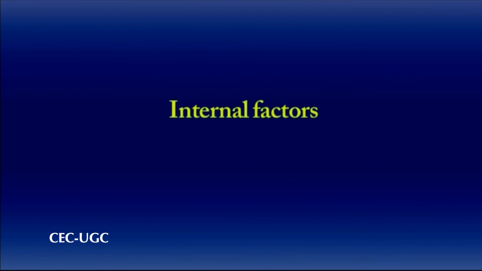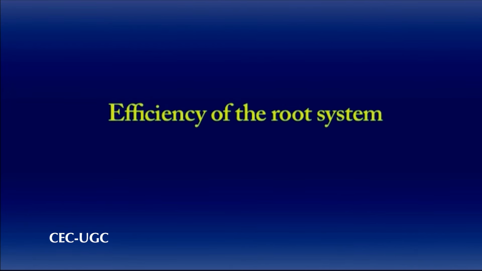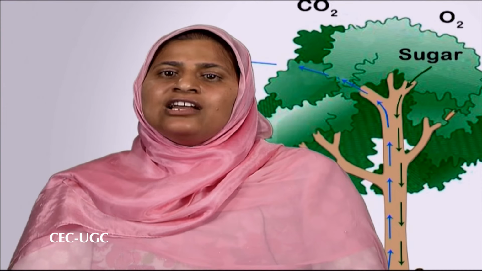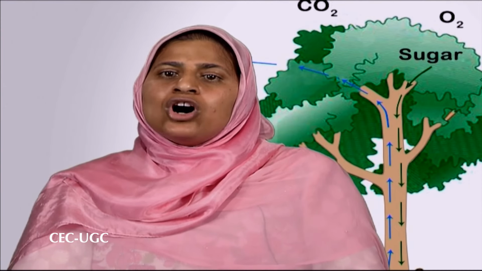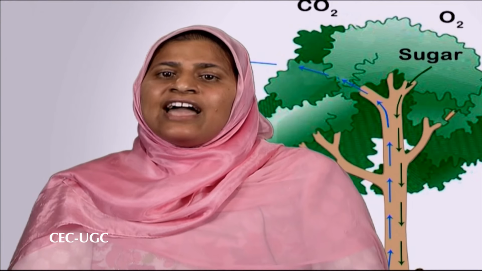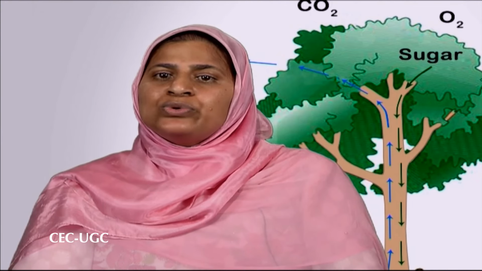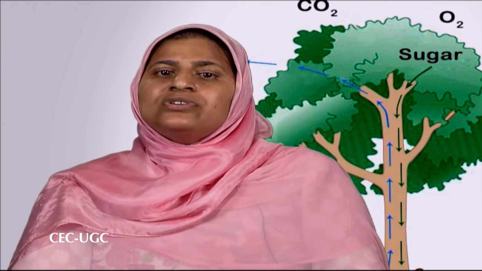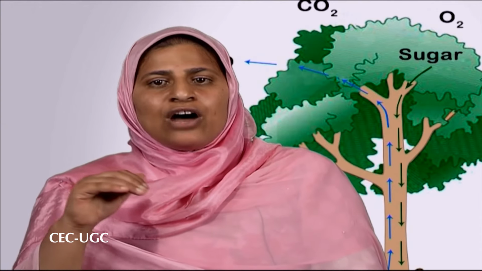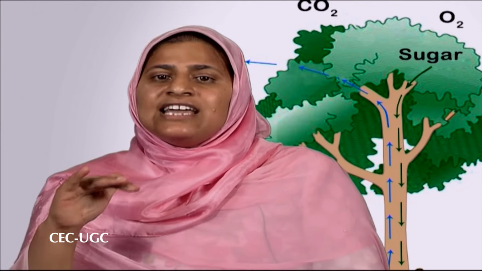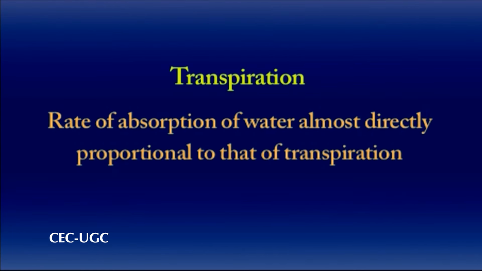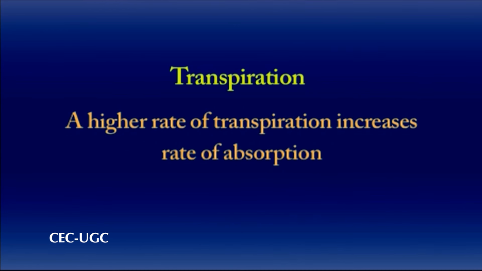Now let us talk about the various internal factors. The first one is efficiency of root system. A plant with deep and elaborate root system can absorb more water than one having a shallow and superficial root system, because deep roots are always in contact with groundwater at different levels. Second one is transpiration. The rate of absorption of water is almost directly proportional to that of transpiration. A higher rate of transpiration increases the rate of absorption.